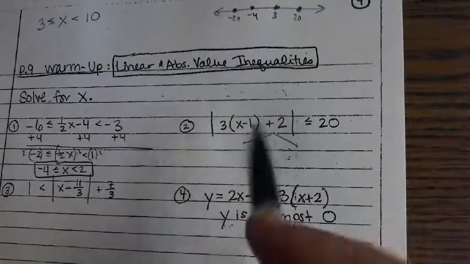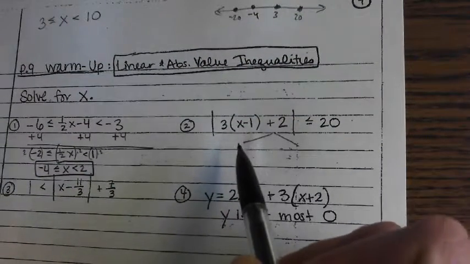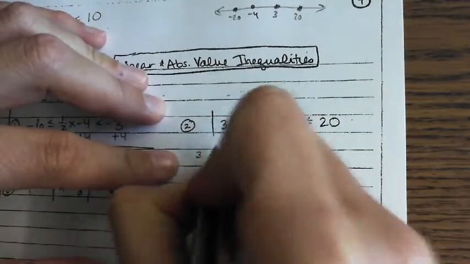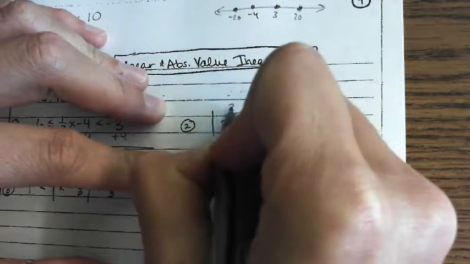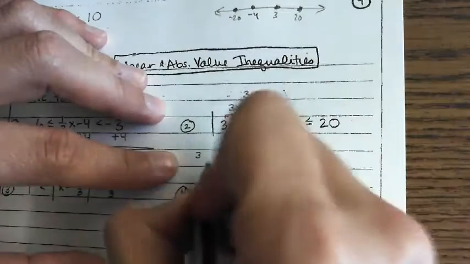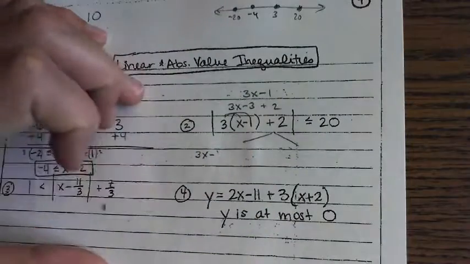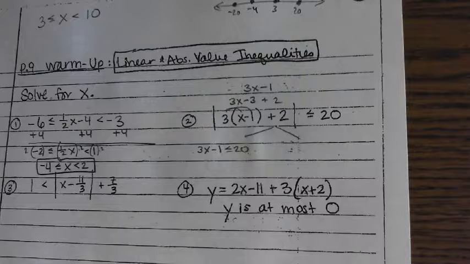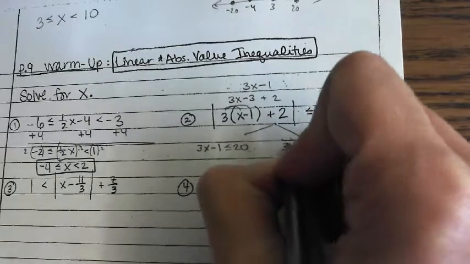So when you branch, just like with the equation of absolute values, you keep one exactly the same. So I'm just going to write, and by the way, do you mind if I distribute this first? 3x minus 3 plus 2 is going to turn into 3x minus 1. So when I branch 3x minus 1, I'm going to keep one of these branches exactly the same, not changing a thing. On the other one, I'm going to flip the direction of the sign.